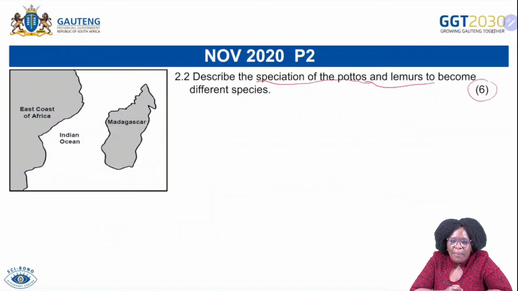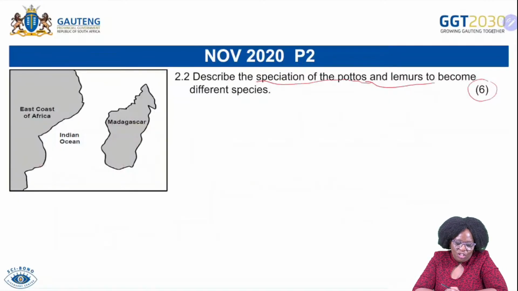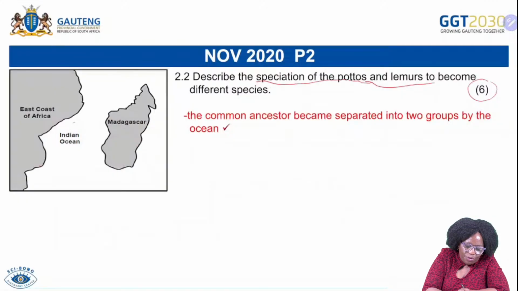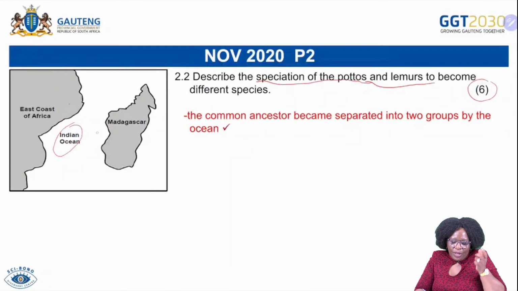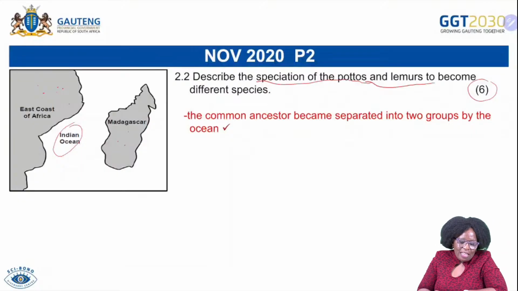But remember, there's a generic one that you have been taught, but you answer in the context of what you are being asked on the question itself. So let's have a look. The common ancestor became separated into 2 groups by the ocean. You can see that the Indian Ocean has separated the common ancestor, because we earlier said the common ancestor is found here on Madagascar, and part of it here has got the common ancestor on the east coast of Africa.